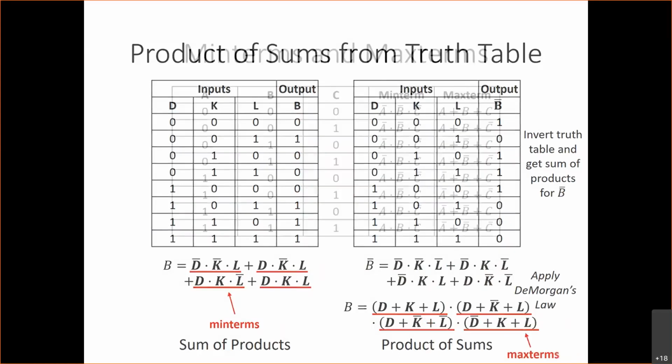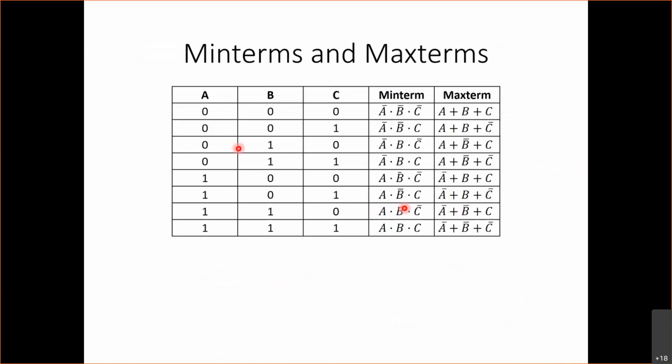And in fact, if we have a truth table like this, 0, 0, 0, 0, 0, 1, etc., every row in this truth table has a corresponding min term and a corresponding max term. The min term refers to when this combination gives 1, and the max term refers to when this combination gives 0.